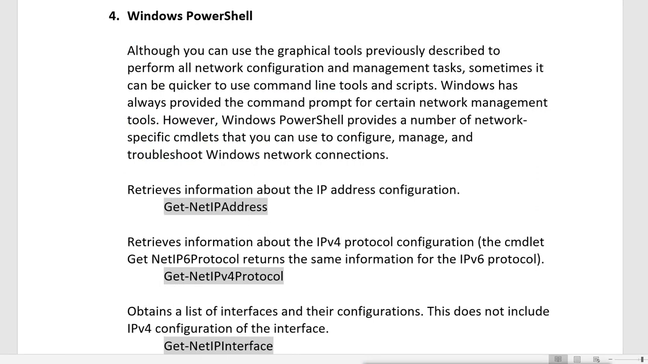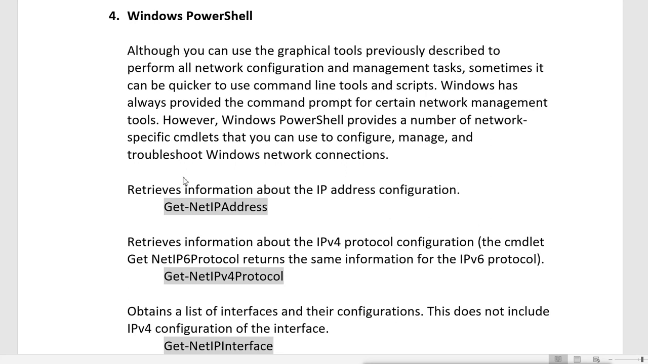Then we have Windows PowerShell. Although you can use the graphical tools previously described to perform all network configuration and management tasks, sometimes it can be quicker to use command line tools and scripts. Windows has always provided the command prompt for certain network management tools. However, Windows PowerShell provides a number of network specific cmdlets that you can use to configure, manage and troubleshoot Windows network connections. So you can use PowerShell also to do the configuration of the network.